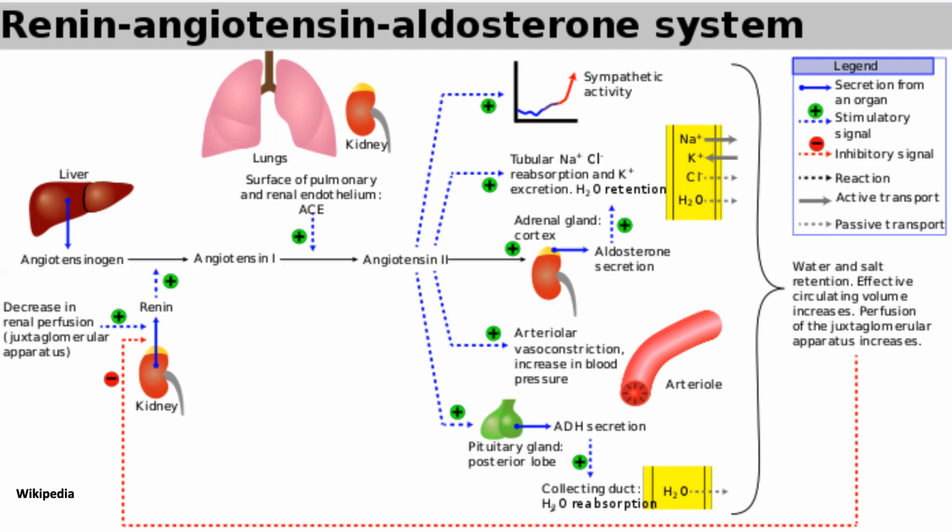Angiotensin 2 will trigger many physiological effects. It will increase the sympathetic activities. It will stimulate the tubular sodium and chloride reabsorption, in exchange for potassium, and there will be water retention. And it will go to the adrenal gland to stimulate the adrenal cortex for aldosterone. It will increase the vasospasm in the arteriole to increase the blood pressure. And it will go to the pituitary gland to secrete antidiuretic hormone, ADH, which will come down to the collecting duct to increase the water resorption from the collecting duct.